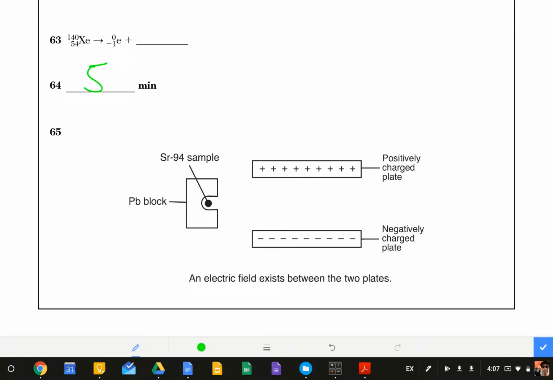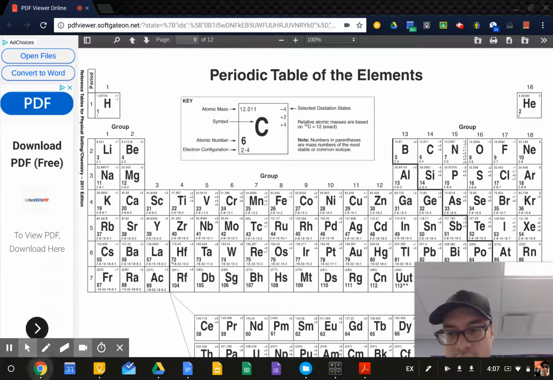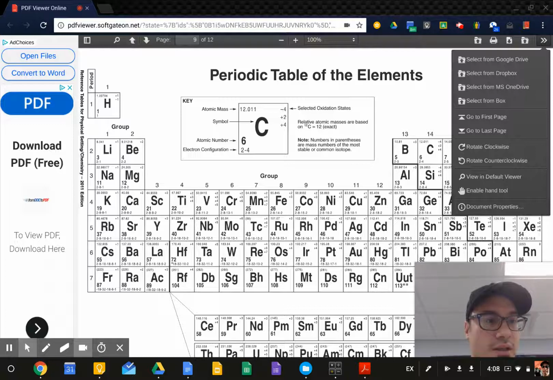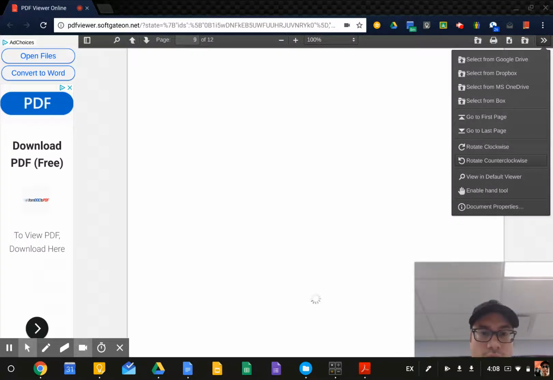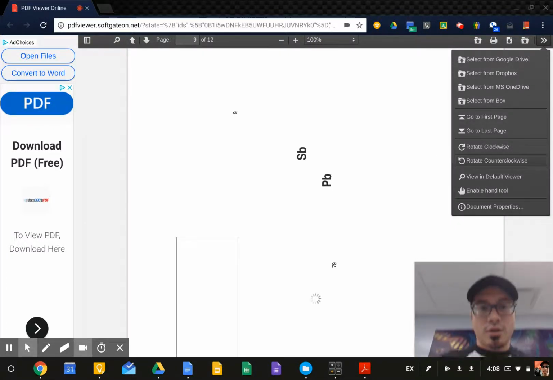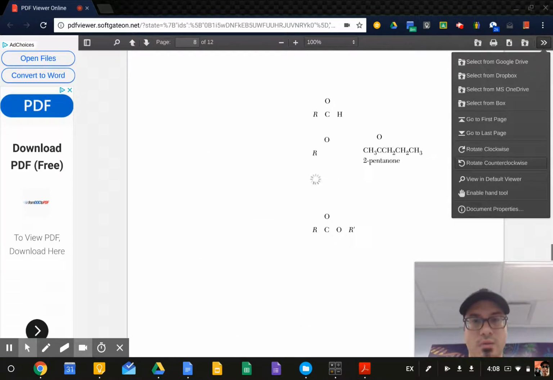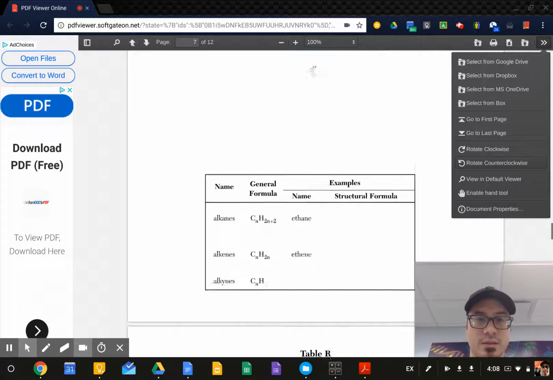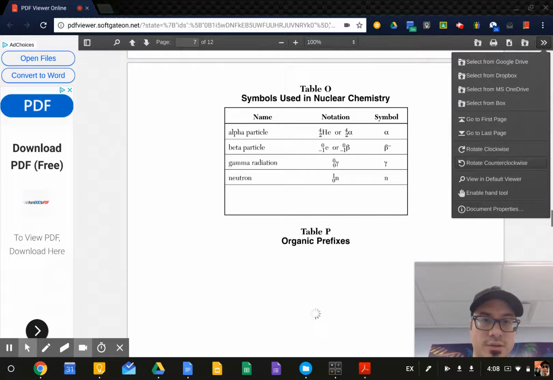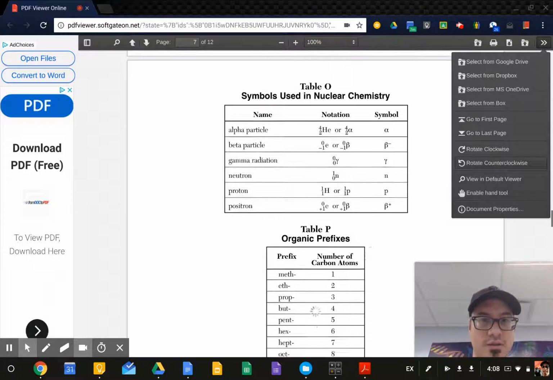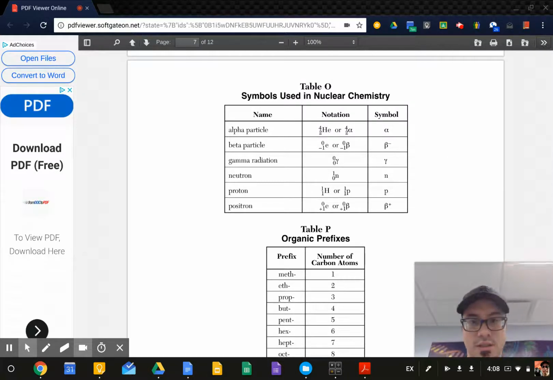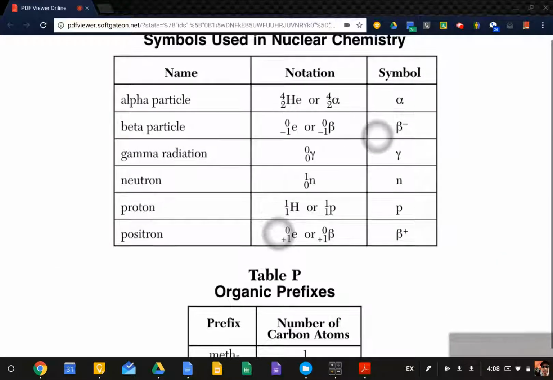All right, now here. So a beta particle. I'm pretty sure we know this by now, but just to double check, if you don't remember, go to Table O and find a beta particle. Just try to remember, a beta particle is really just an electron. So there we go. A beta particle is negatively charged.